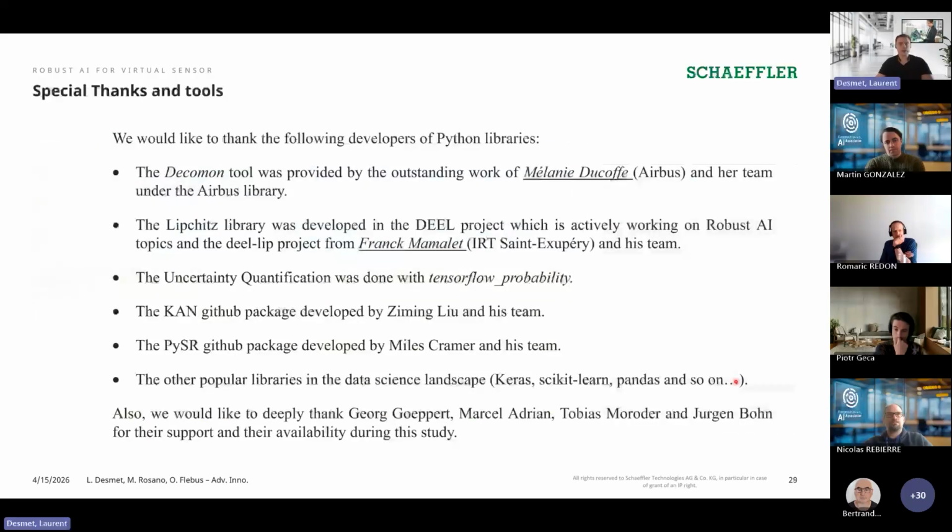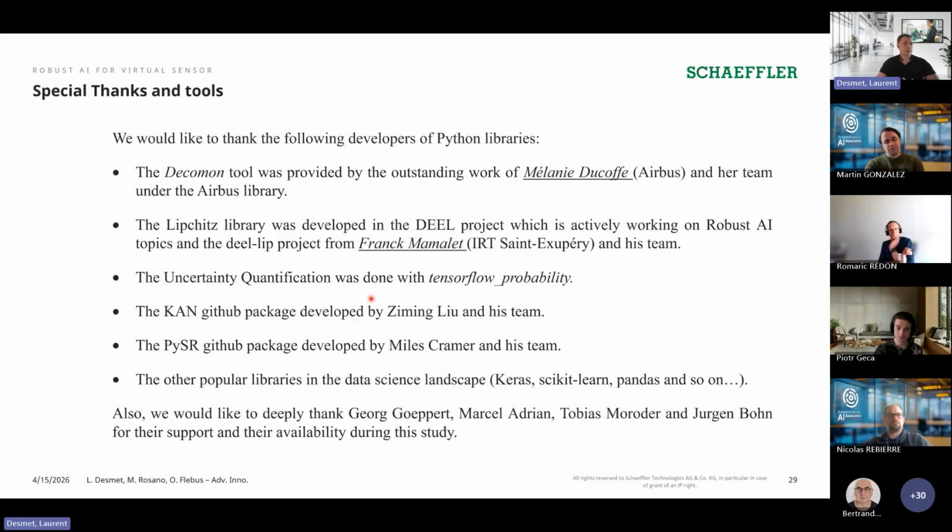Okay, this is the end. I would like to make a special thanks, and I encourage you to look at these different libraries over there. The Decomon library provides interval bound propagation, developed with Melanie Ducoffe at Airbus. The Lipschitz network library with Keras was developed by Franck Mamalet in the context of DEEL and the ERT Saint-Exupéry. Both of these libraries are very plug and play, so no issue using them.